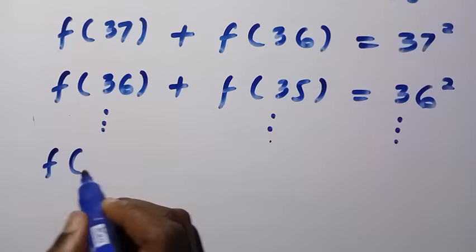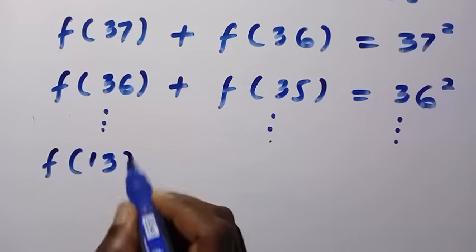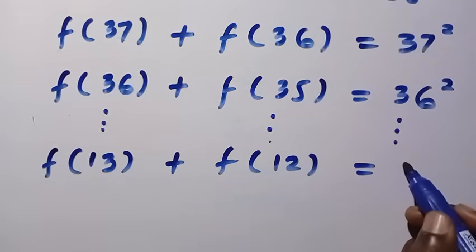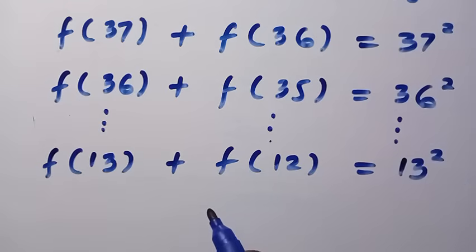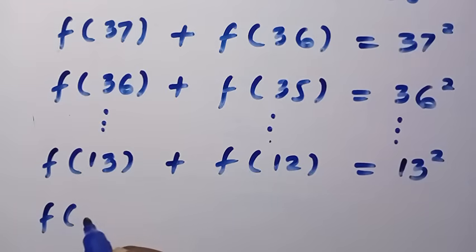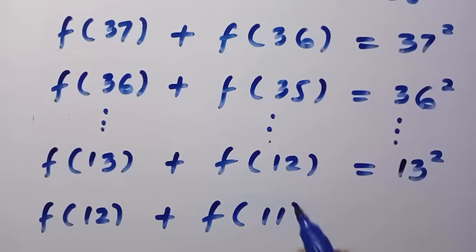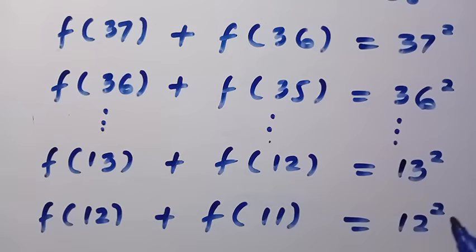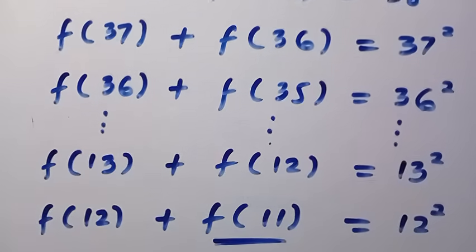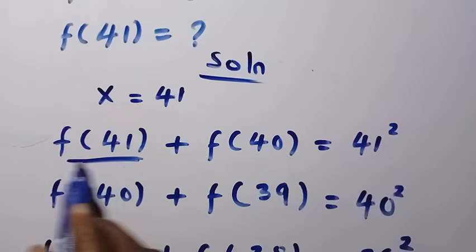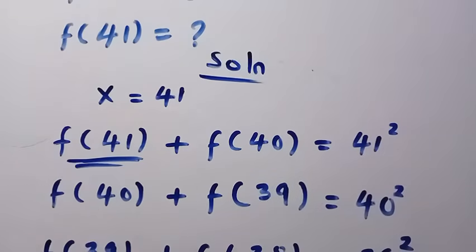suppose we have f(13) plus f(12). This equals 13². And finally, at x equals 12, we have f(12) + f(11). This equals 12². This way I'm going to stop because I have my f(11) already. And at the top here, we have f(41). So this is what I'm going to do.